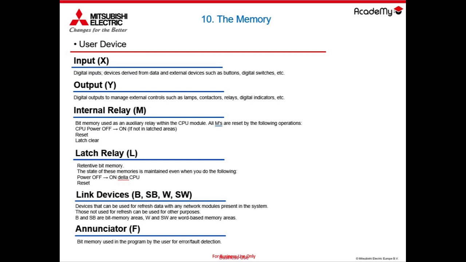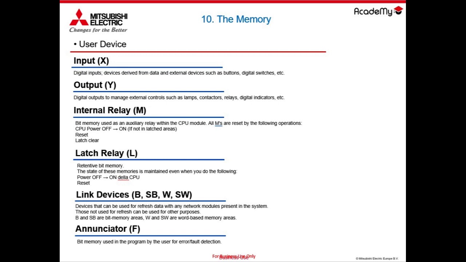So M are bit memories used as auxiliary relays within the CPU module. All M are reset following a power off or power on of the CPU, a reset or a latch clear. Then from the moment the latch is defined, we can use the latch. With this latch clear operation, we still go to clean them, reset them.